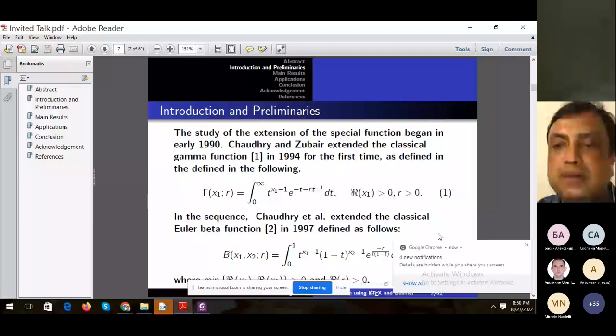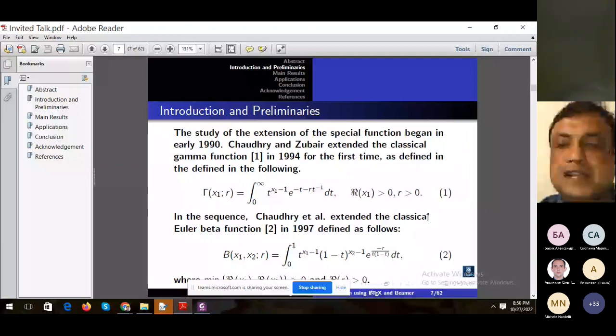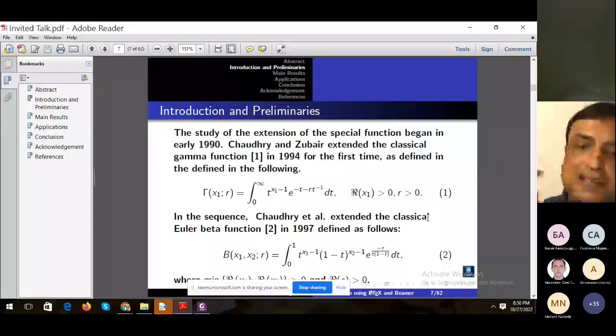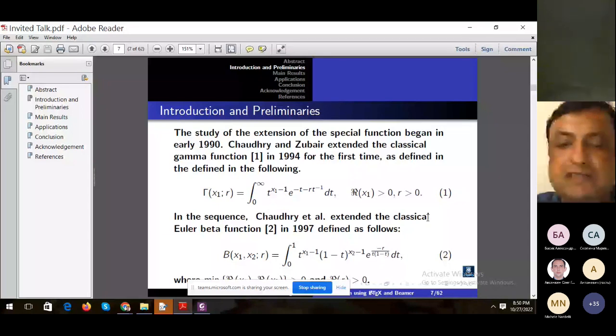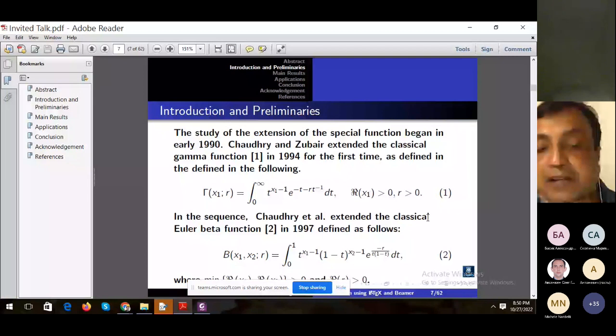You can see that this is the gamma function of x1 and r. It is represented by the integral from 0 to infinity of t raised to the power x1 minus 1, times the exponential function raised to the power minus t minus r upon t, dt, where the real part of x1 is greater than 0 and r is greater than 0. So they used this generalization of the gamma function for the first time, because they wanted to solve some kind of heat equations and boundary value problems. In sequence, Chaudhry and his research group extended the classical Euler's beta function in 1997 in the following form. You can see that after the generalization of the gamma function, they generalized the beta function in equation number 2.